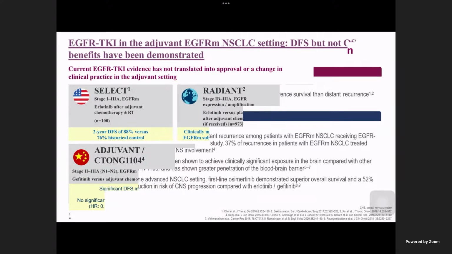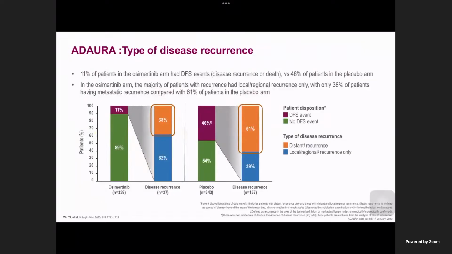So the ADAURA, again, we know the type of recurrence is an important consideration in patients with resected non-small cell lung cancer. We know lung cancer patients are at more predisposition to get brain tumors, brain cancers. In other studies, there were studies where, like RADIANT, brain met patients were not included. So if we look at the ADAURA trial, the type of disease recurrence is important. In the osimertinib arm, 11% of the patients had recurrence as compared to 46% in the placebo arm.